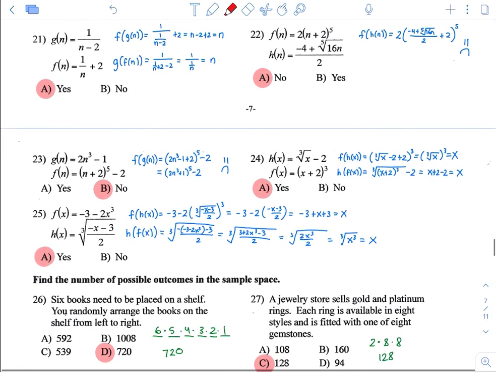So that is part 2. There's still going to be part 3 and part 4.